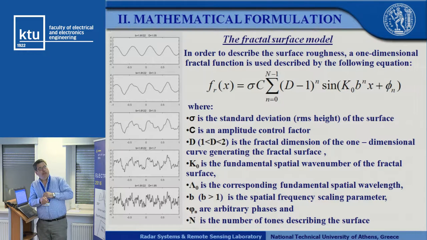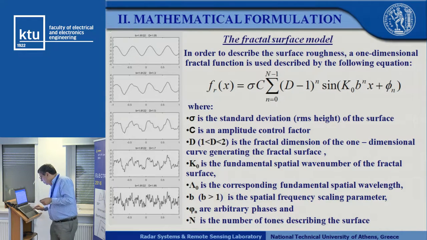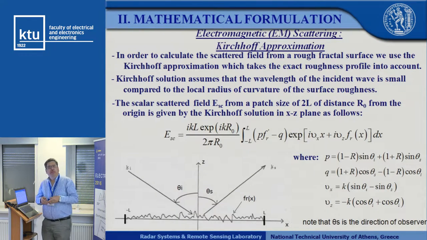Okay, so this is the RMS height of the rough surface. And this is a normalization constant, and these are random phases. So this is the model of the surface. Next comes the electromagnetic method. The mathematics are rather complicated. For this simulation, we have a rather complicated mathematical model for the scattering of the waves. So we're using the Kirchhoff approximation for electromagnetic scattering.